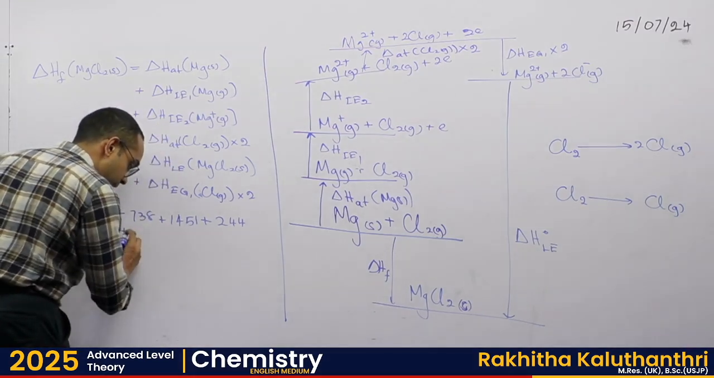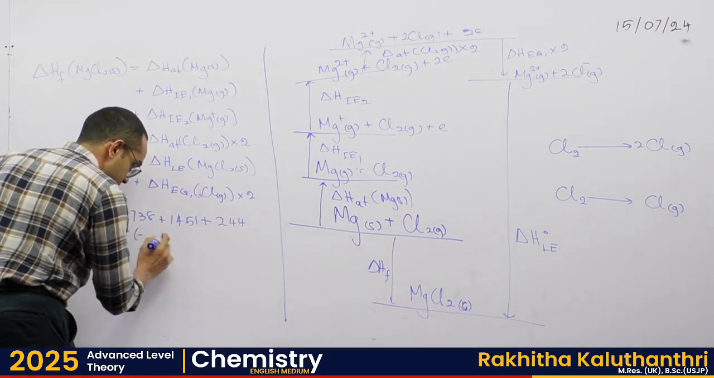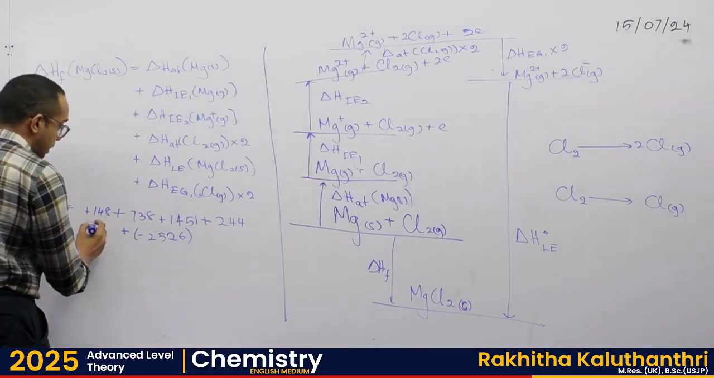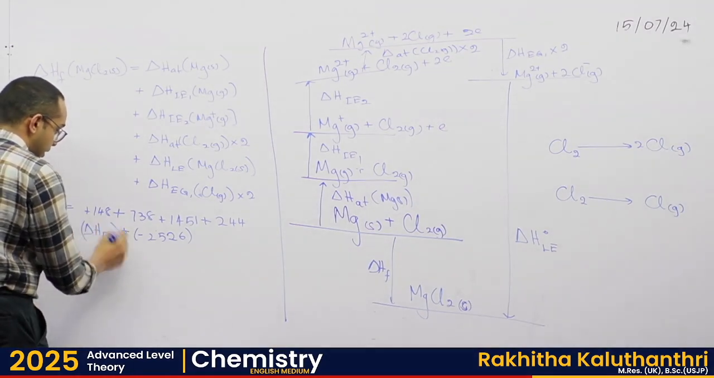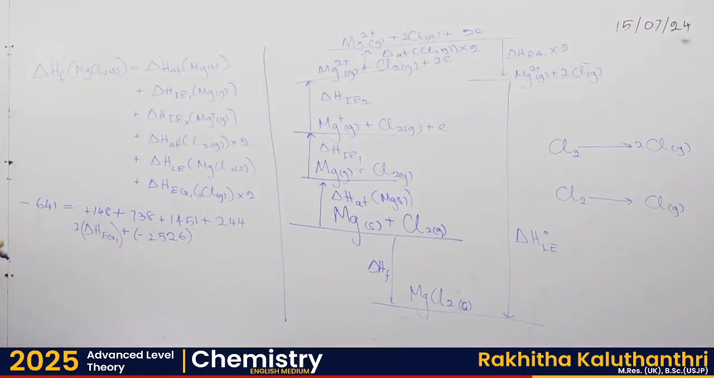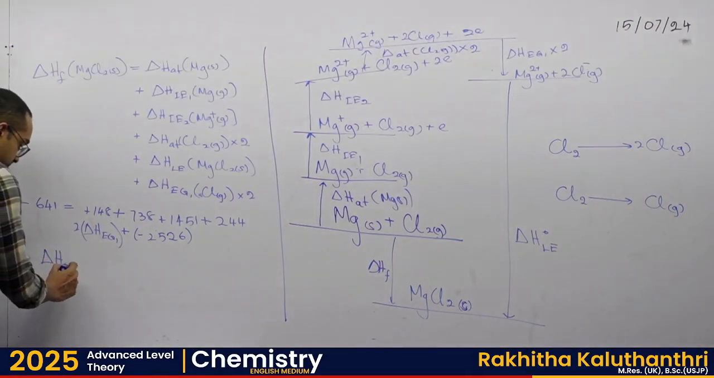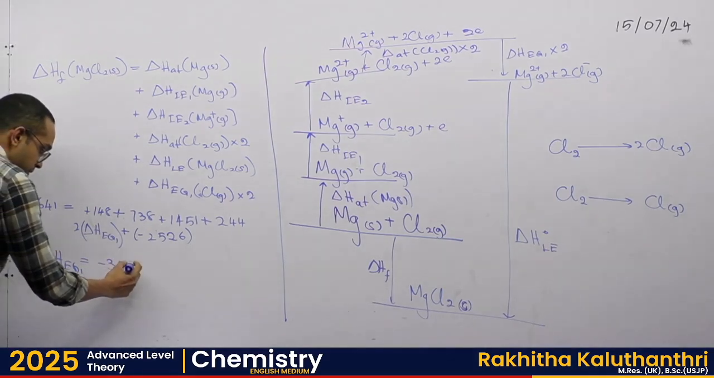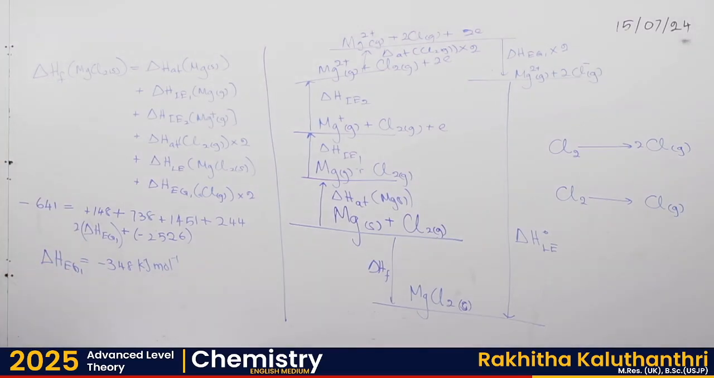Right. So lattice enthalpy is minus 2526. The only thing that we don't know is delta H Eg1, and there's 2 of them. So that is what we are trying to find. And when you're trying to find it, as you say, what is the answer you said you got? Minus 348 kilojoules per mole. Is that understood now? Clear?